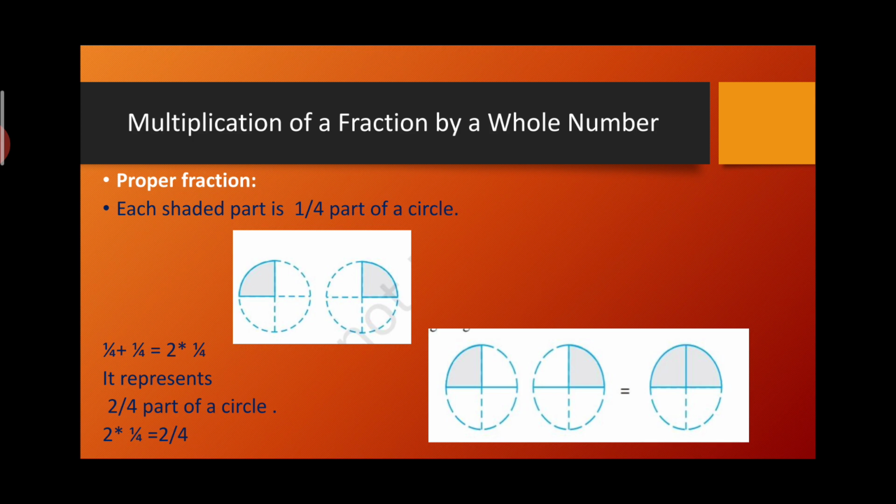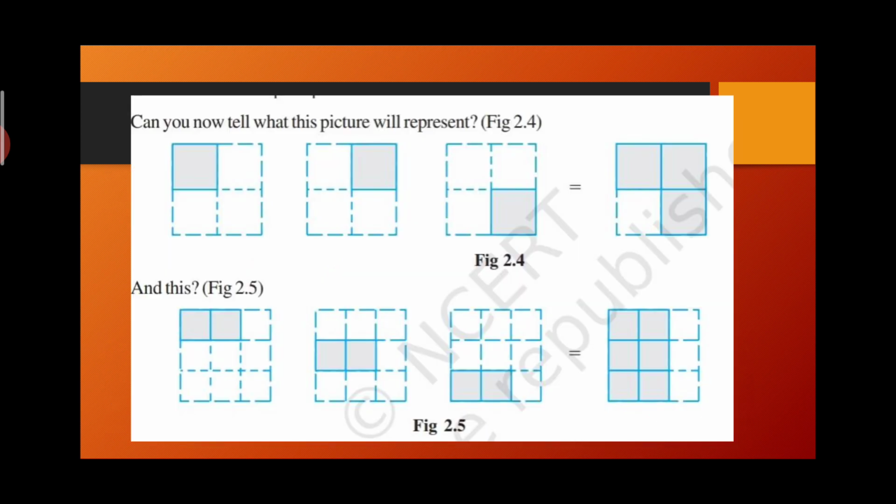You have done in the previous step that 1 upon 4 into 2 is 2 upon 4. So what we have learnt from here is that if you have to multiply a fraction by a whole number, for example here we take 1 upon 4 into 2, you just have to multiply the numerator, that is 2 into 1, divided by 4, that is 2 upon 4. Now moving on, see the picture 2.4.